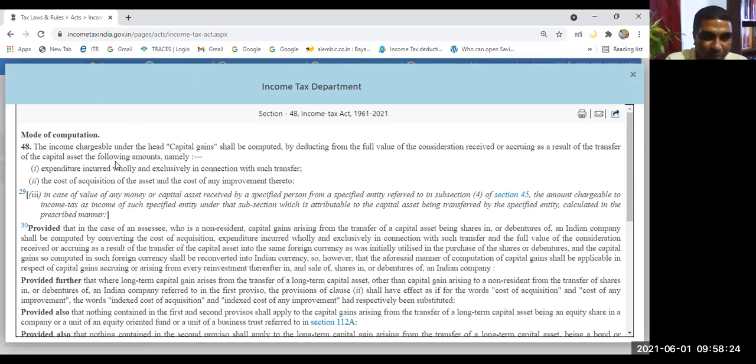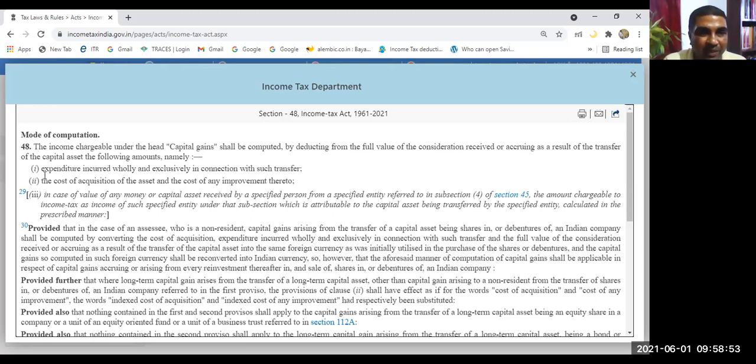Now you see section 48. Capital gain shall be computed by deducting from the full value of consideration. So it is important here to understand what is the full value of consideration. From this amount, you have to deduct something. Okay. And this consideration, whether received or accruing, that means it might have been received or it is receivable, as a result of transfer of capital asset, the following amount shall be deducted.